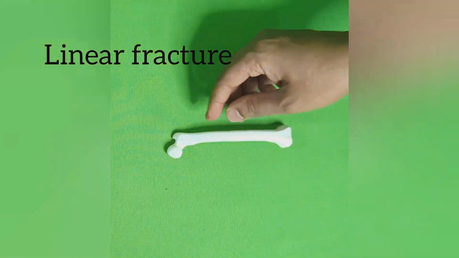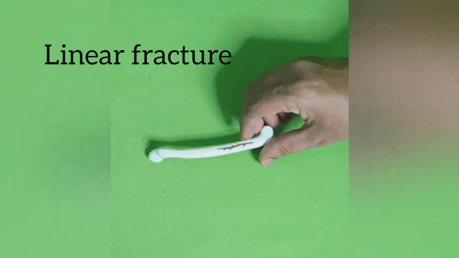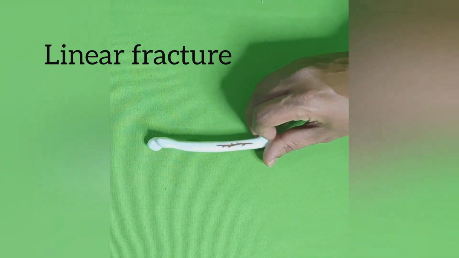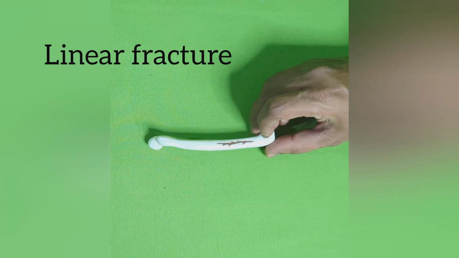Now the next type of fracture which we are going to see is the linear fracture. So this is our shaft of femur, and can you see the fracture line here? So this is called the linear fracture type pattern.